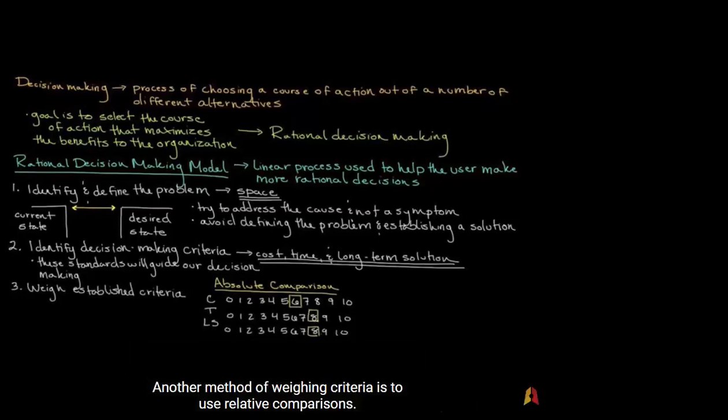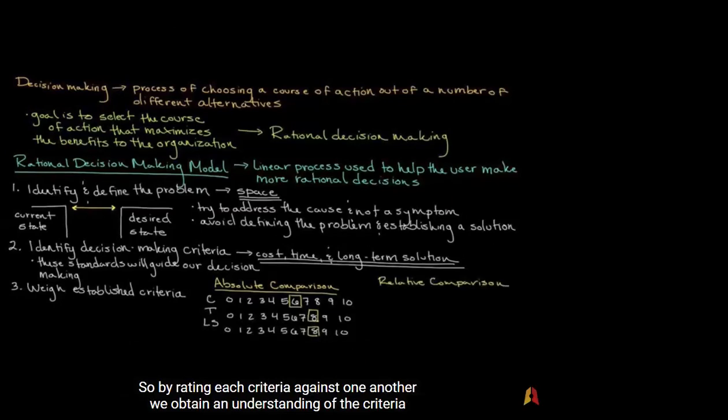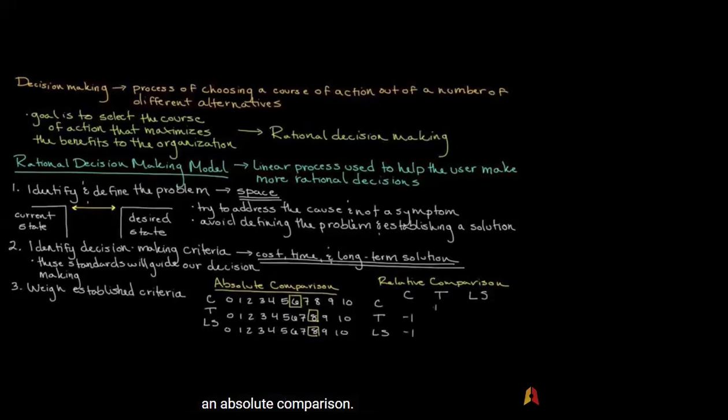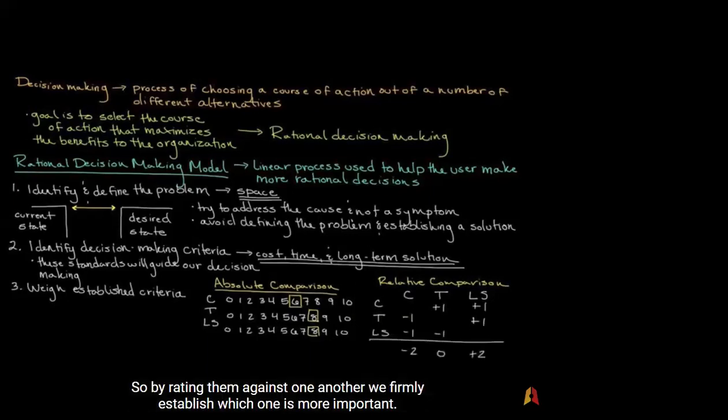Another method of weighing criteria is to use relative comparisons. Relative comparisons involve actually comparing each criteria with another. So by rating each criteria against one another, we obtain an understanding of the criteria that are most important to us. This can be useful when attempting to weigh criteria that receive similar ratings under an absolute comparison. Take, for example, our last 2 criteria. Chances are that they are not equally important. So by rating them against one another, we firmly establish which one is more important.